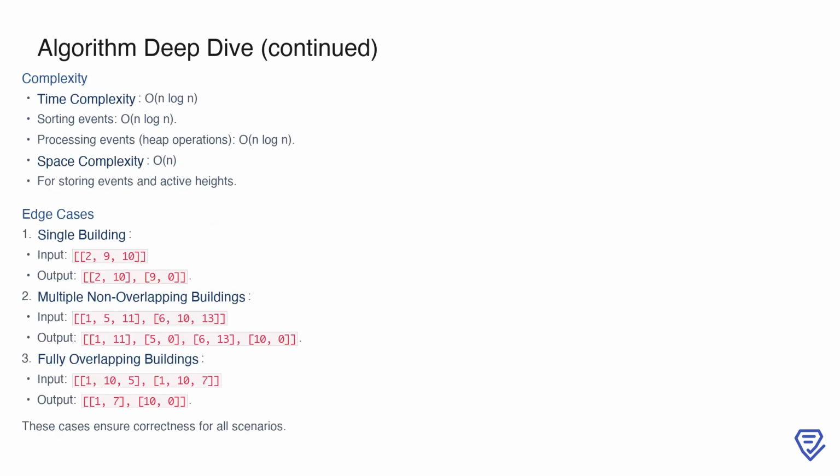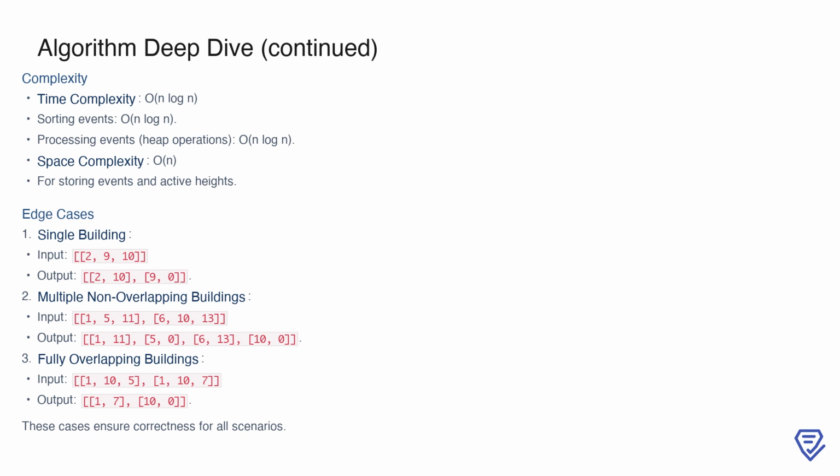The algorithm has a time complexity of O(n log n). Sorting the events requires O(n log n), and processing the events involves heap operations, which also take O(n log n) in total. The space complexity is O(n), as we need to store the events and the active building heights in the heap.